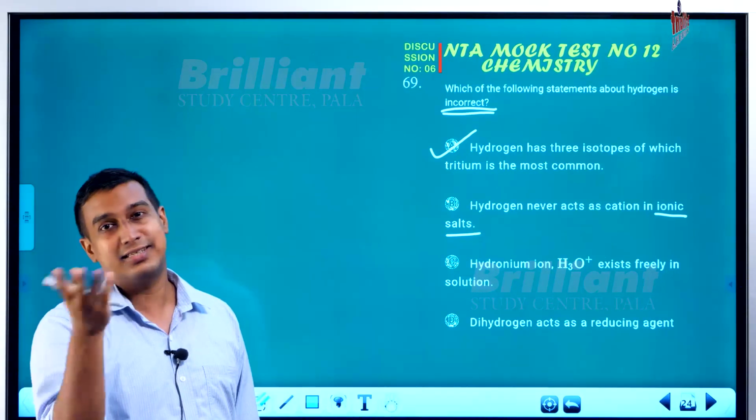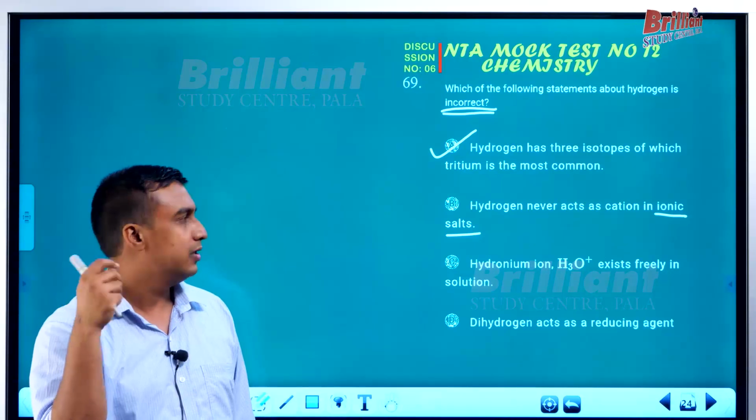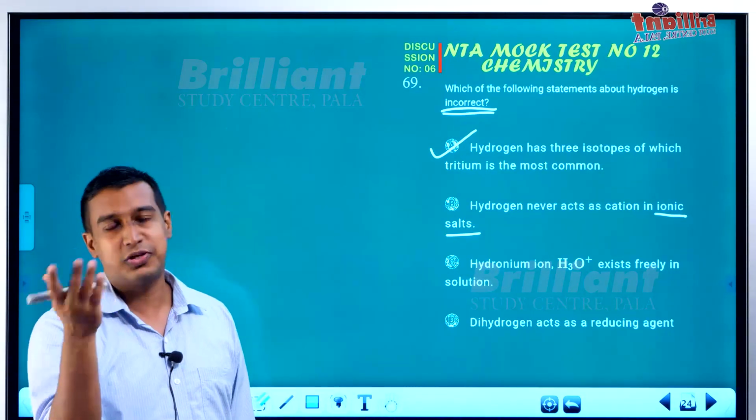Now if we look at HCl, it's not a salt. We can take it as an acid. H2SO4, it's not a salt.